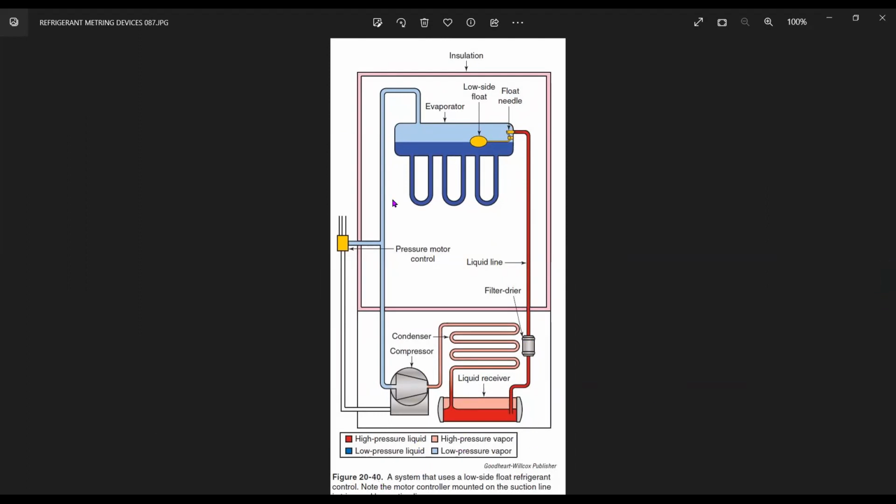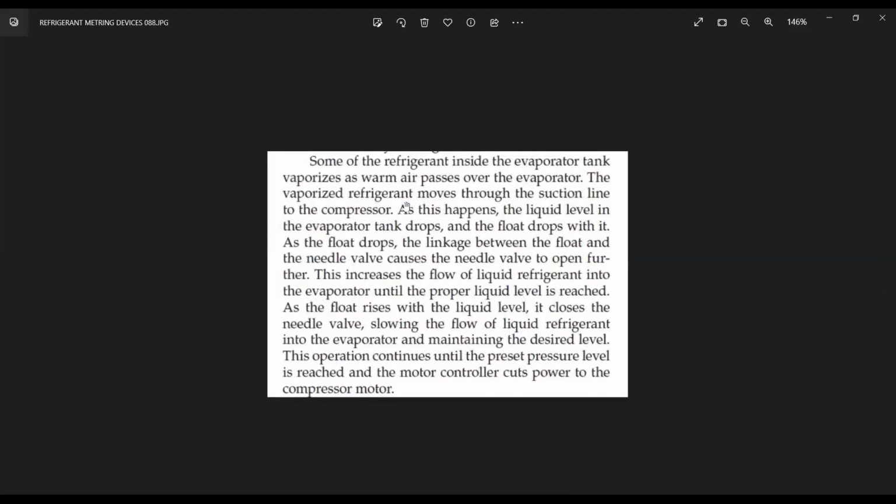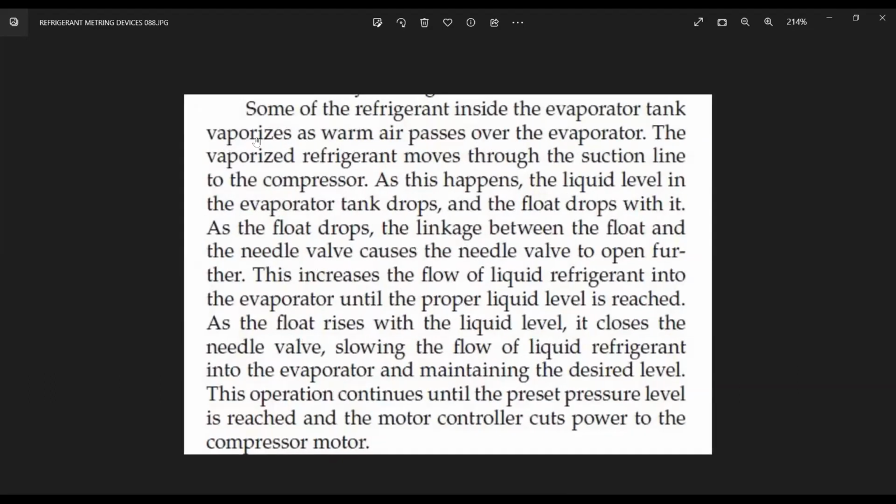Note the motor controller mounted on the suction line. तो एक section line के ऊपर आपका motor controller भी है. So some of the refrigerant inside the evaporator tank vaporizes as warm air passes through the evaporator. The vaporized refrigerant moves to the suction line of the compressor. As this happens, the liquid level in the evaporator tank drops and the float drops.